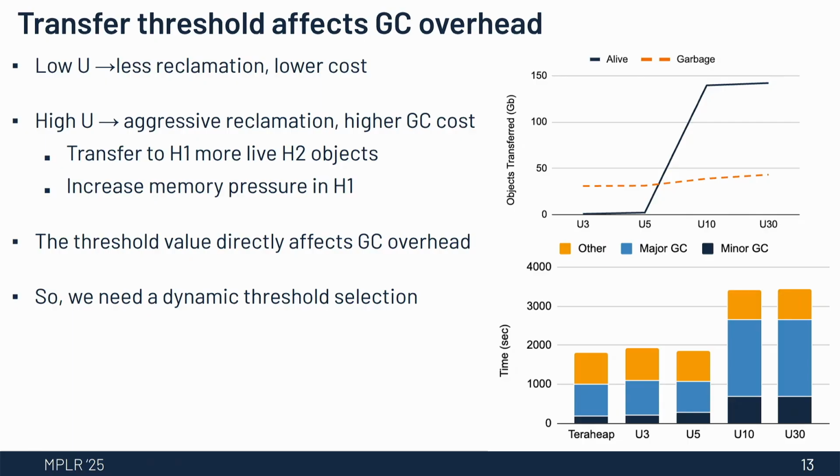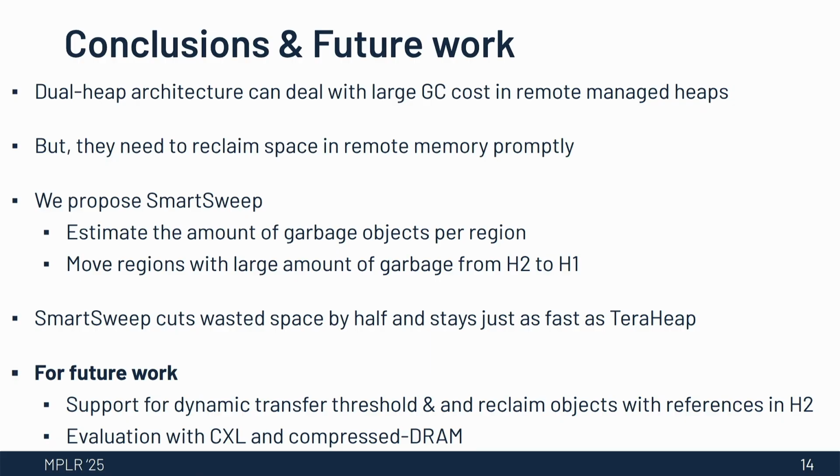If we have a larger threshold, we transfer from H2 to H1 more regions that contain more live objects, okay? This puts pressure on H1 and the garbage collector, and we show this pressure mainly in the major garbage collection time and also in the minor GC time, because the garbage collection cycle becomes more frequent and the garbage collector cannot reclaim enough space.